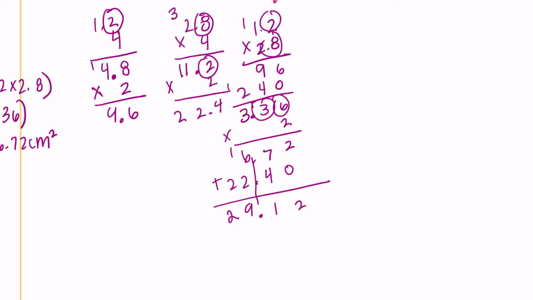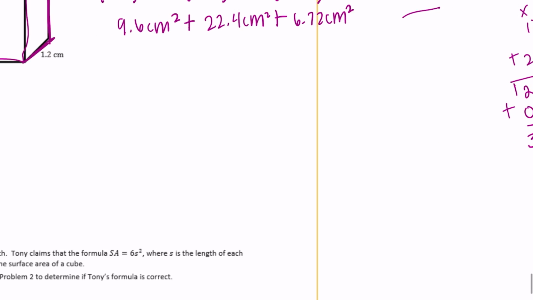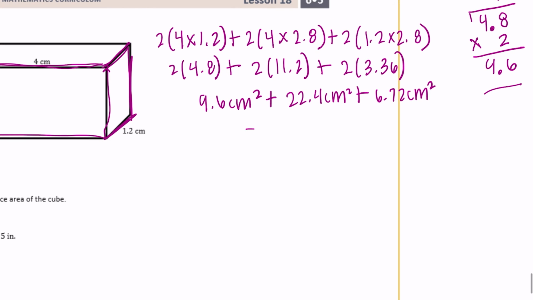And the only thing we haven't added is the 9 6/10. Again, make sure everything stays lined up. You can add zeros in as placeholders if you want to keep everything straight. I'll bring my decimal point down. So we get 38 72 hundredths centimeters squared as the surface area.